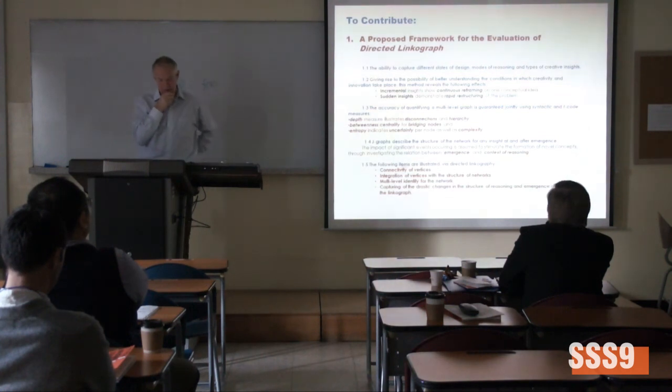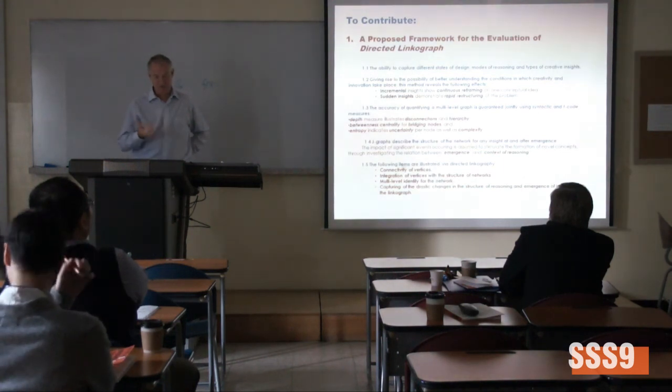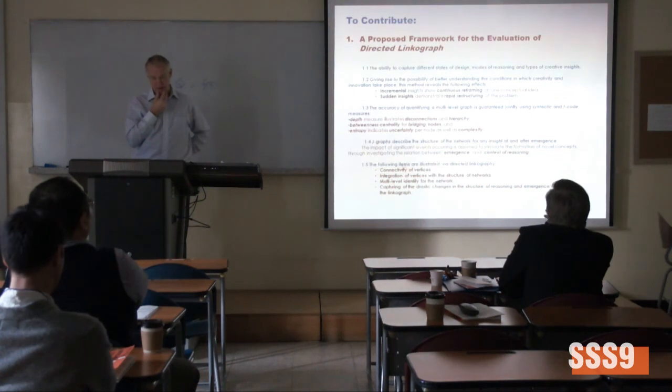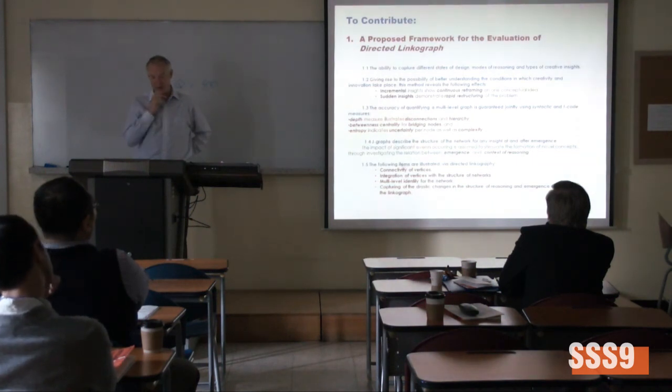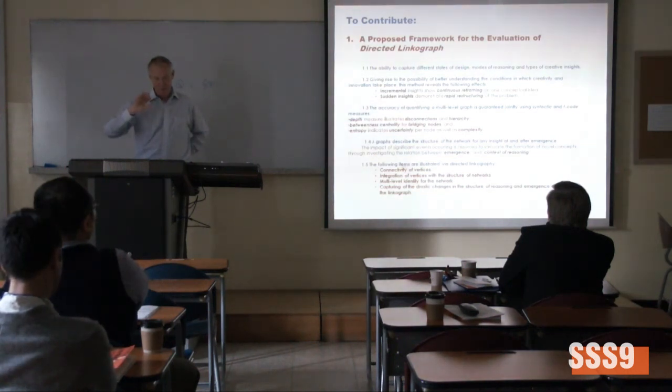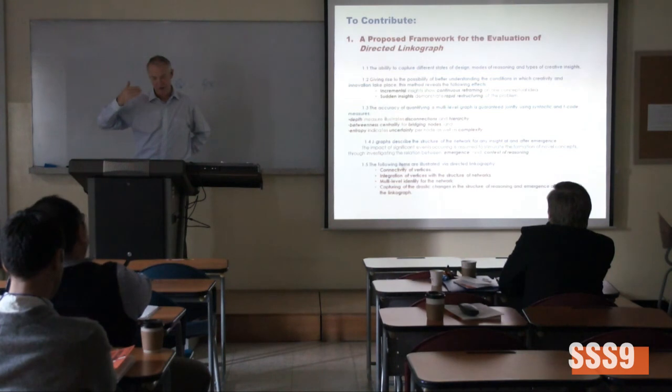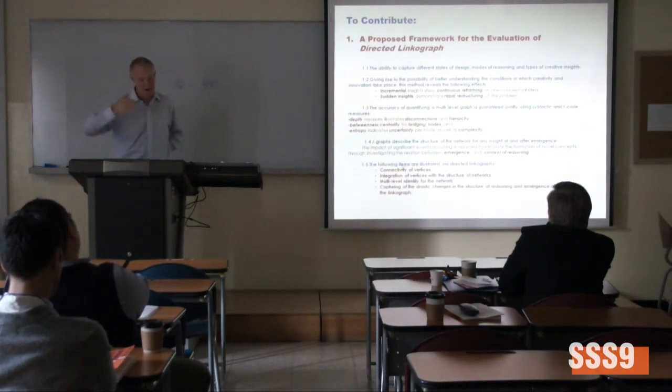And finally, the important contributions that he's got here: the ability to capture the different stages of the design, as I was saying, giving rise to the possibility of better understanding of conditions in which creativity and innovation take place, giving some accuracy to quantifying the multi-level graph as it's guaranteed jointly using syntax and time-coded measures. And then this idea that you have justified graphs allowing you to describe the structure of the network in both the directed and the undirected forms.